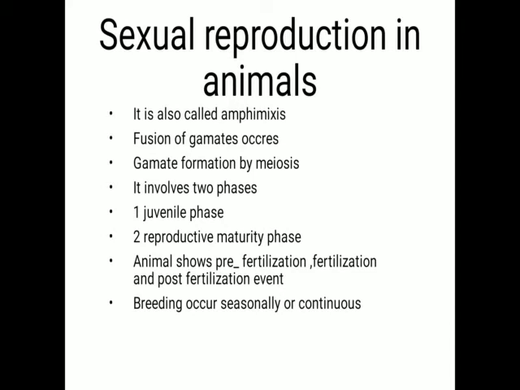There are two types of breeding patterns in animals. One is seasonal breeding and another is continuous breeding. The animals which breed during a specific season are called seasonal breeders. One of the examples is goat. And animals which breed during the entire year or in any season are called continuous breeders. One of the examples is human or ape.